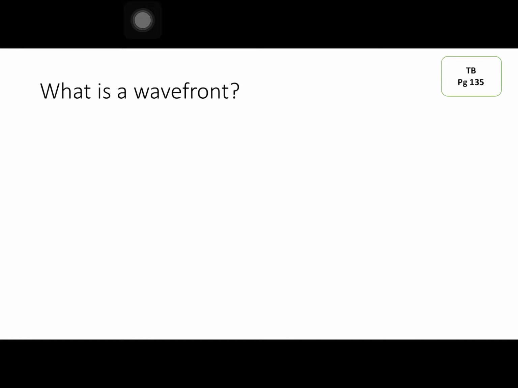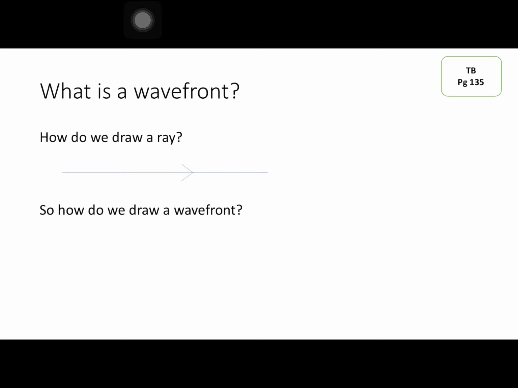What is a wave front? Now before we talk about wave front, let's talk about how do we even draw a ray. So a ray, you use a straight line with an arrow to represent it. So how do you draw a wave front? A wave front is always drawn at 90 degrees to the ray. So these black lines here are all called wave fronts. They are always equidistant from each other.